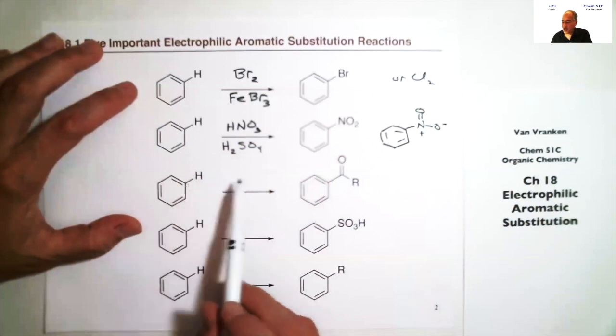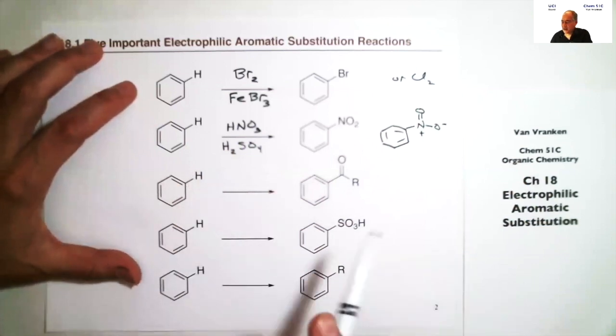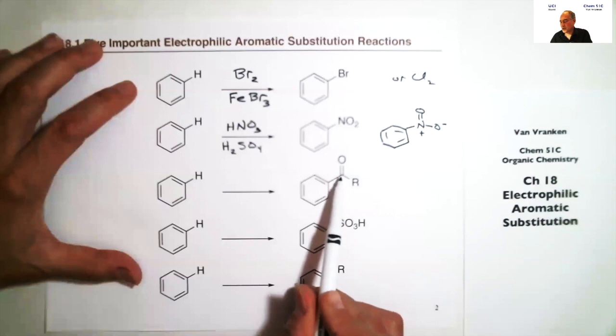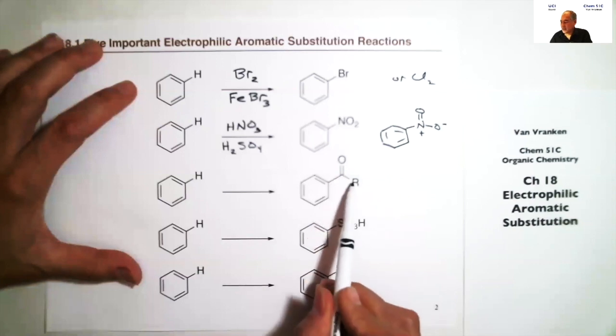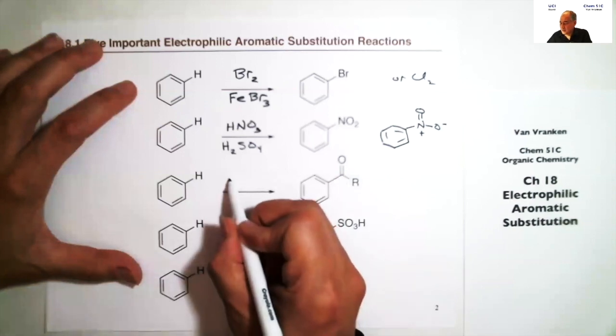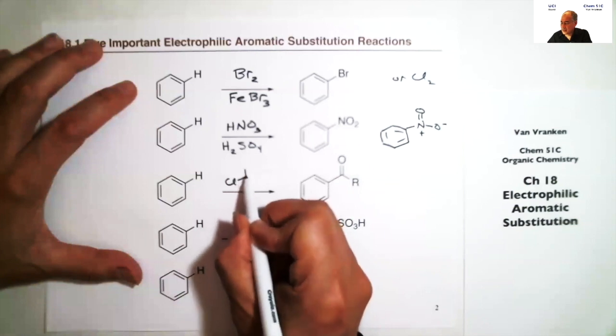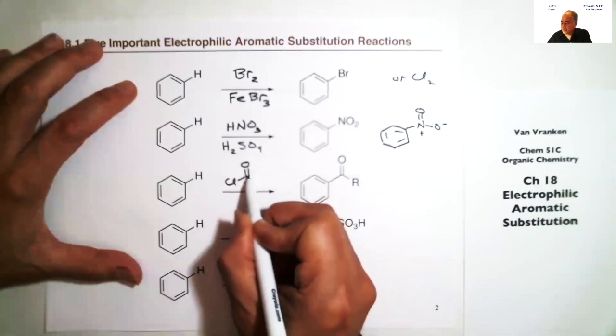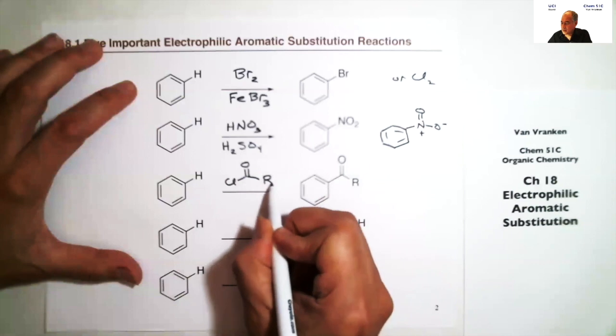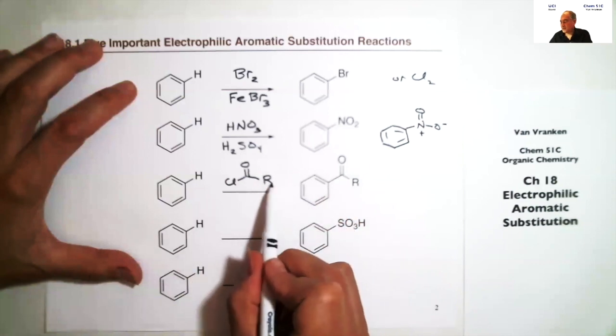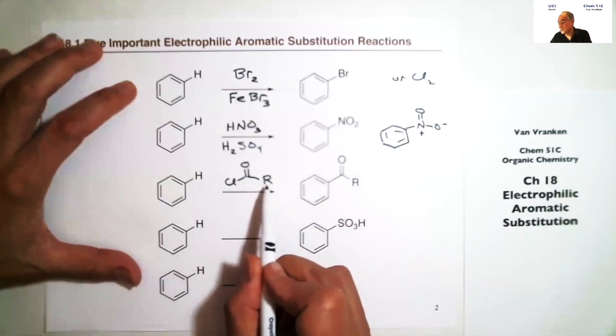Okay, what about forming carbon-carbon bonds to benzene rings? Here's the best reaction for forming a carbon-carbon bond to a benzene ring. It involves substitution of a functional group called an acid chloride. And R can be alkyl, R can't be a heteroatom, but could be methyl, ethyl, isopropyl, another benzene ring.